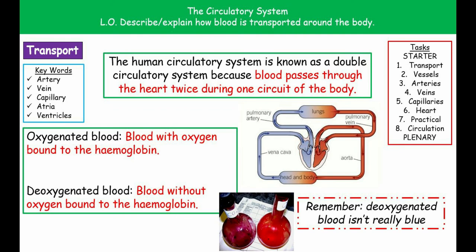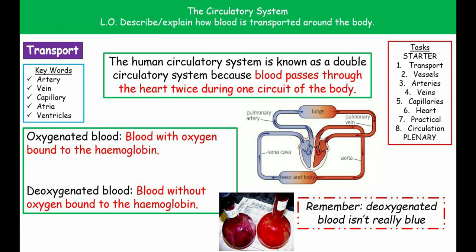So the first one then, the reason that we refer to the human circulatory system as a double circulatory system is because on one circuit that blood takes around your body, it's actually going to pass through your heart twice. So if we look at the picture I've given you there of the very basic overview of your circulatory system, we've obviously got the blue half, which is our deoxygenated side, and what's going to happen is it goes into the right hand side of the heart, and then it comes back into the left hand side of the heart. So the blood is actually passing through the heart on 2 separate occasions during its one journey around the body.